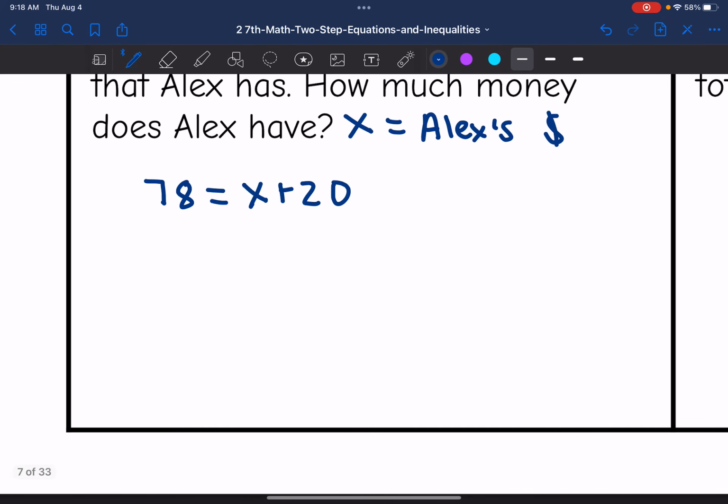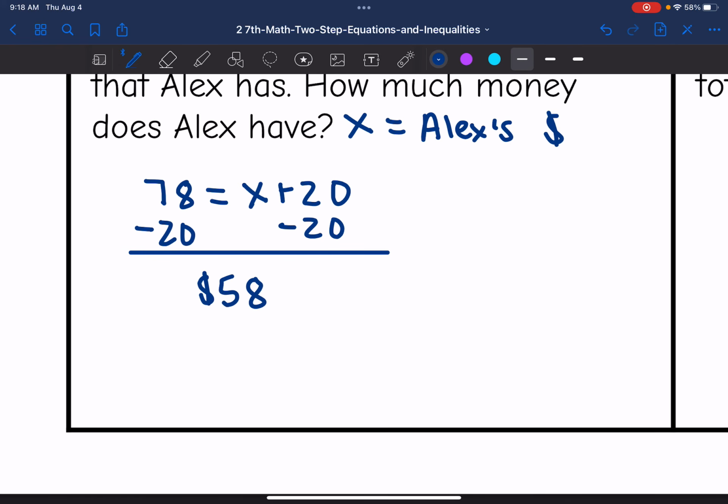So now I need to get x by itself. X is being added to 20, and the opposite of adding 20 is subtracting 20. And 78 minus 20 is 58. So Alex has $58 if Michael has 20 more than him.